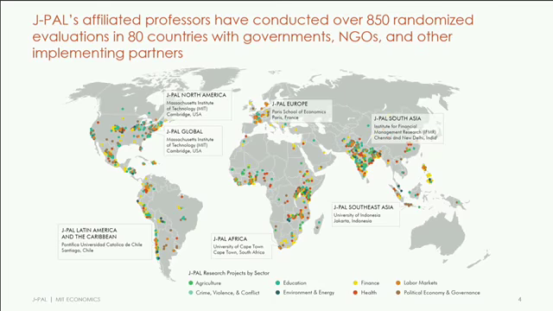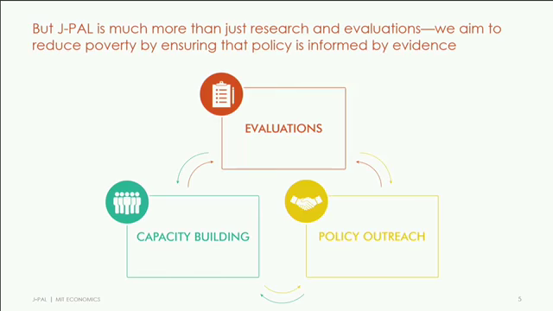You'll see that we're not just at MIT, but we have 6 other offices based at leading universities in the regions where we work around the world. So we're not just about doing the research. We have a larger goal, which is to reduce poverty by ensuring that policy is informed by scientific evidence. In addition to doing the evaluations and research, we also do capacity building and policy outreach. For capacity building, we offer direct trainings and online courses that help other organizations become better producers and consumers of evidence from rigorous impact evaluations.